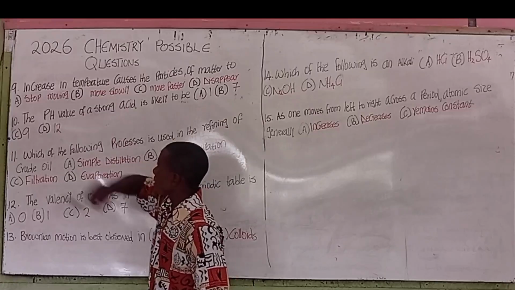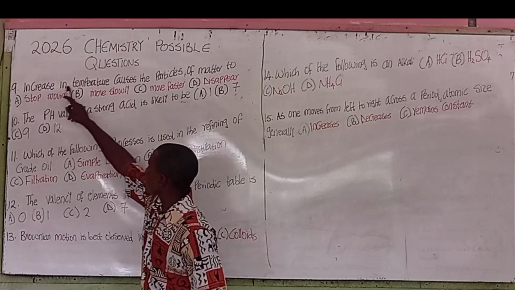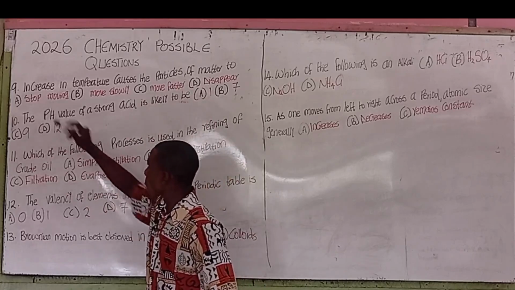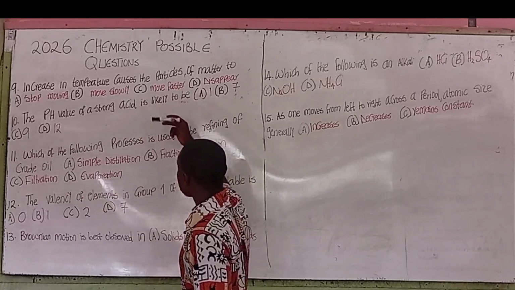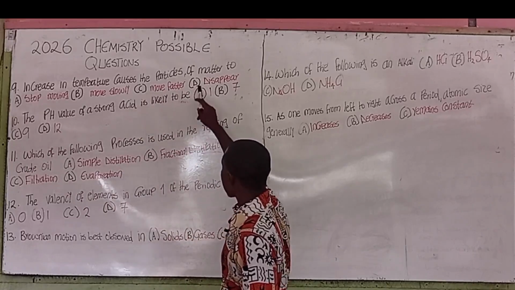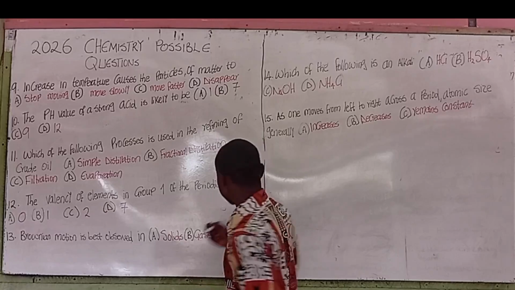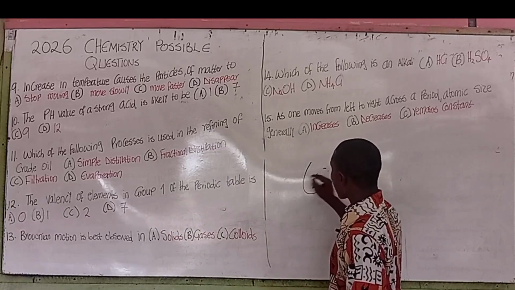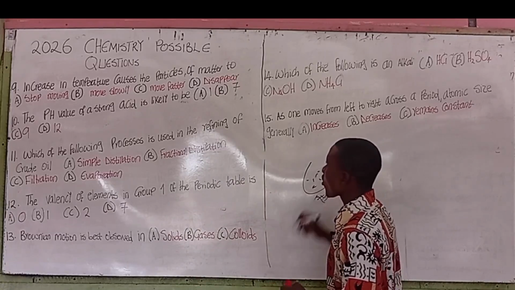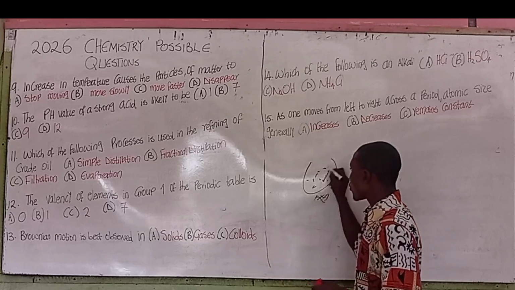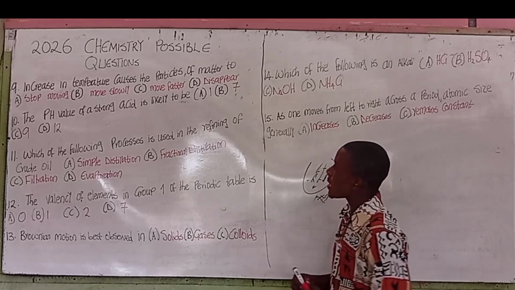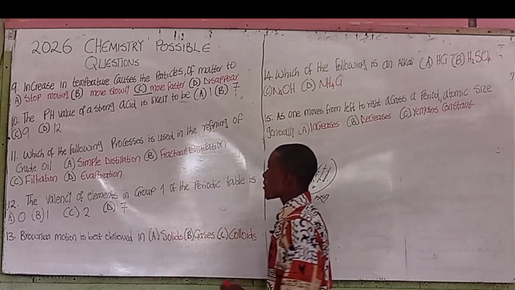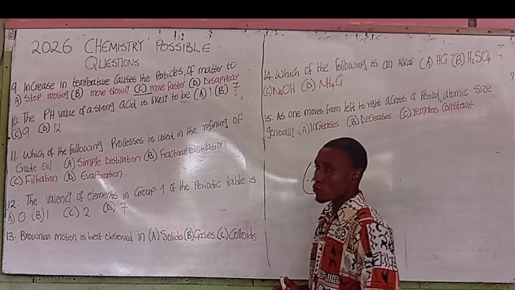Question number 9 says, increase in temperature causes the particles of matter to A, stop moving, B, move slowly, C, move faster, and D, disappear. When there are particles, let's say this is a container with particles, and we increase the temperature, what is going to happen is that the particles are going to move faster. So the correct option there is option C, which is when you increase temperature, particles move faster.